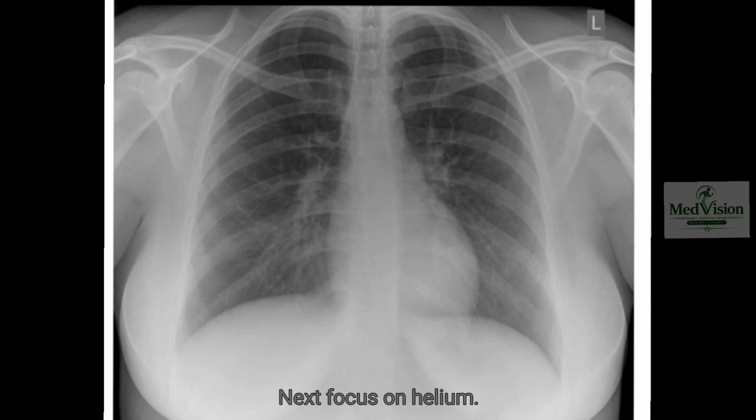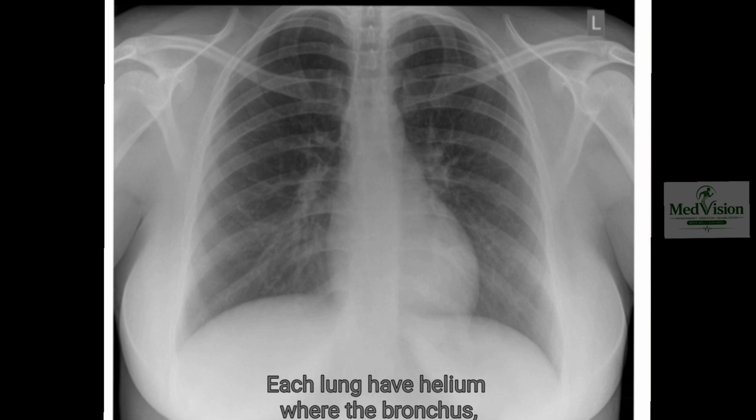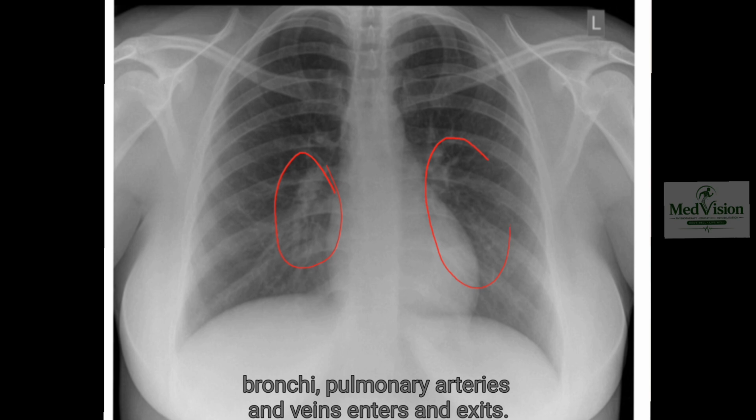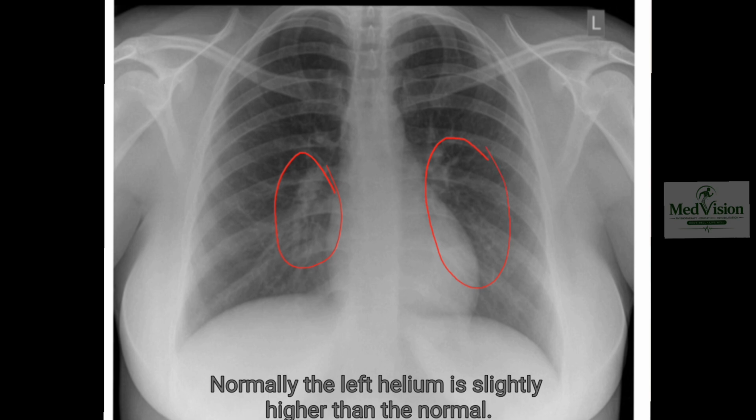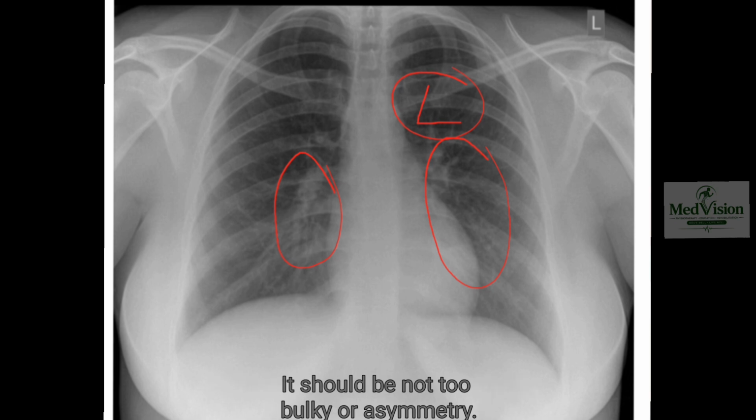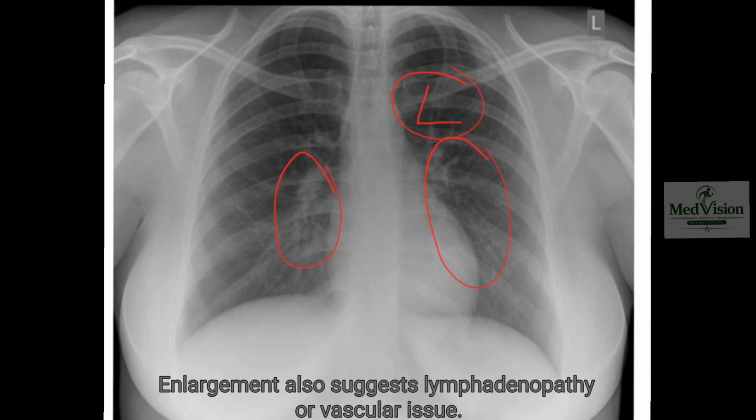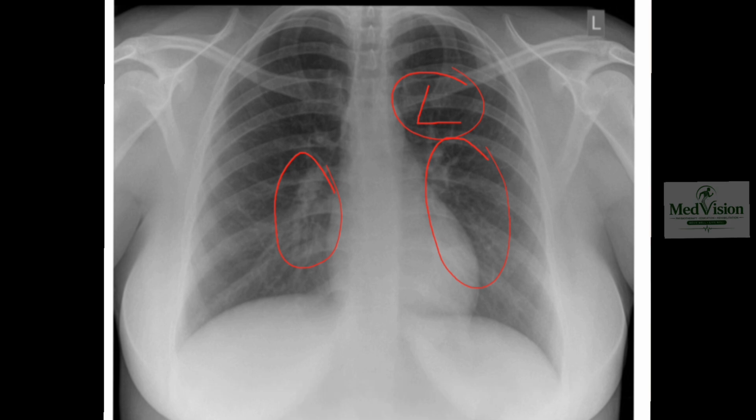Next, focus on the hilum. Each lung has a hilum where the bronchi, pulmonary arteries and veins enter and exit. Normally the left hilum is slightly higher than the right. It should not be too bulky or asymmetrical. Enlargement also suggests lymphadenopathy or a vascular issue.